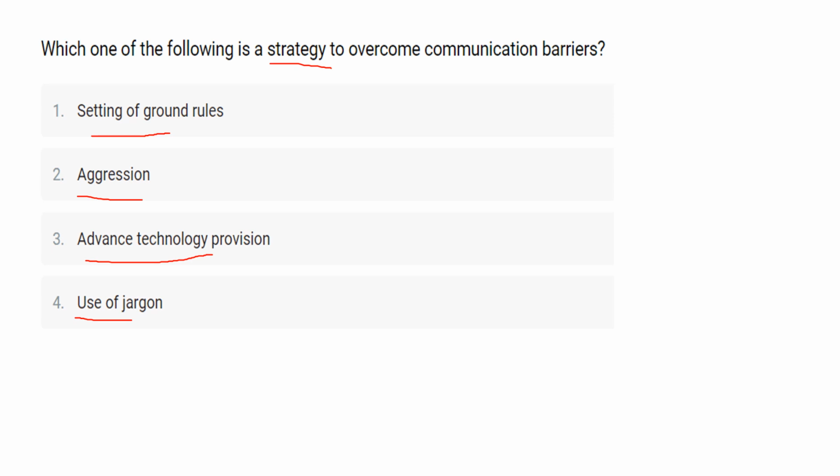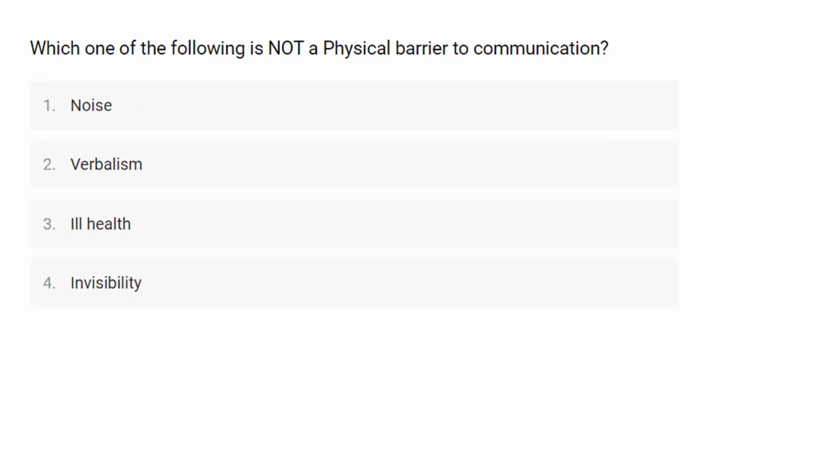Setting the ground rule is an articulate setup of expected behavior of the communication between the people. Ground rules, sometimes called a ground agreement, are the least terms that the participants agree to follow and the facilitator agrees to uphold during the conversation. So the correct answer here will be option number 1, that is setting of ground rules. Which one of the following is not a physical barrier to the communication? The first option is noise, second one is verbalism, third one is ill health, and the last one is invisibility.